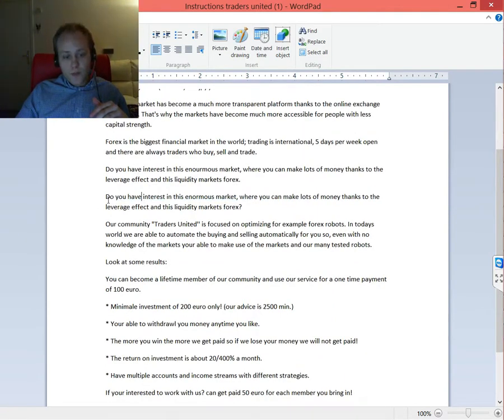Alright, so do you have interest in this enormous market where you can make a lot of money thanks to the leverage effect? Alright, so this I already read. Our community, Traders United, is focused on optimizing, for example, Forex robots. In today's world, we are able to automate the buying and selling for you. Even with no knowledge of the markets, you're able to make use of the markets and our many tested robots.